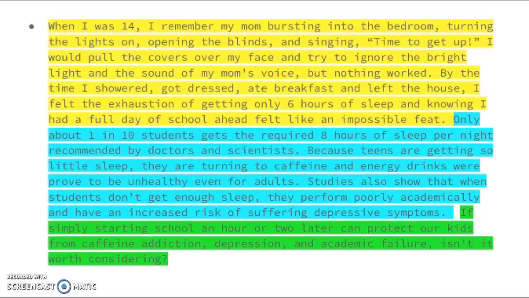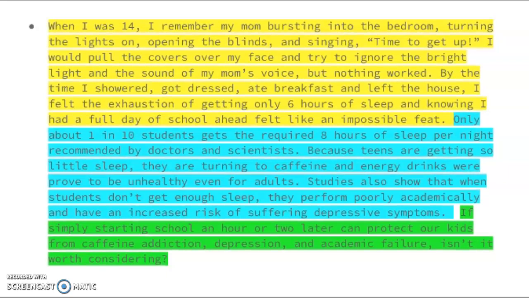Here's an example of something I wrote, based on our model topic, which is why school should start later. When I was 14, I remember my mom bursting into the bedroom, turning the lights on, opening the blinds, and singing, "Time to get up." I would pull the covers over my face and try to ignore the bright light and the sound of my mom's voice, but nothing worked. By the time I showered, got dressed, ate breakfast, and left the house, I felt the exhaustion of getting only 6 hours of sleep, and knowing I had a full day of school ahead felt like an impossible feat.